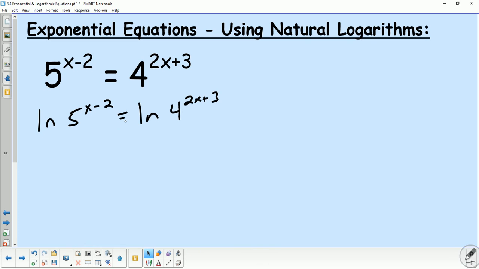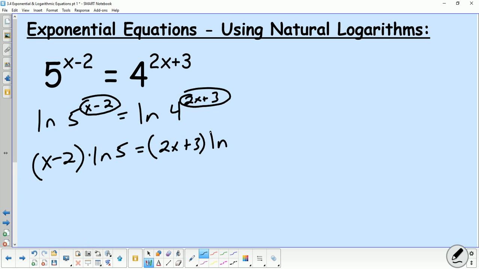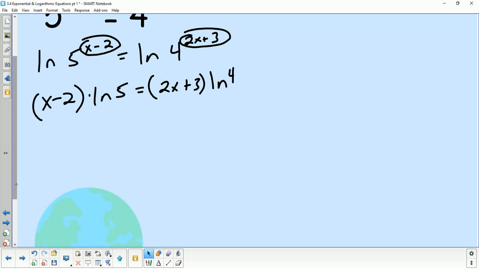And now, if you remember your power rule, we can take both of these exponents and bring them out front. So (x minus 2) in parentheses times the ln of 5 is going to equal (2x plus 3) times the ln of 4.